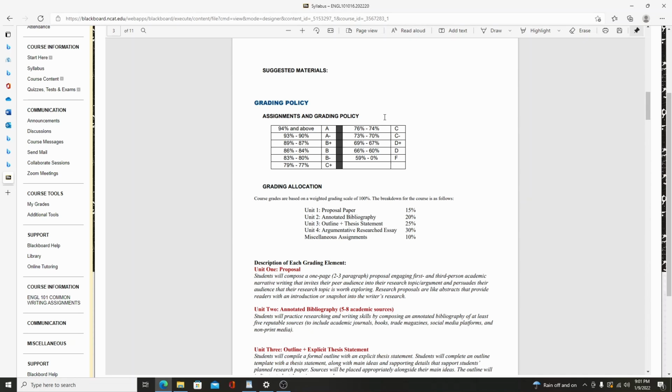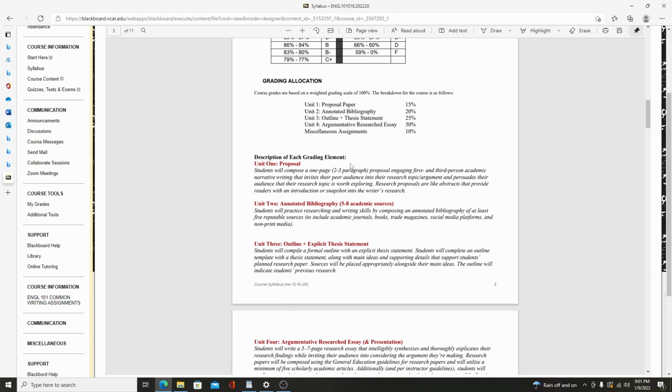So let's look at the grading policy. This is how you will be graded, so be aware of that. This will mostly impact your midterm grade as well as your final grade. This is how your grade is allocated. Again, this is based on 100%, and here's how it's broken down.